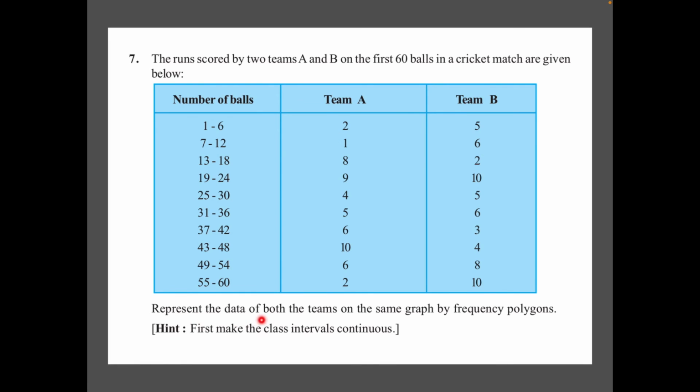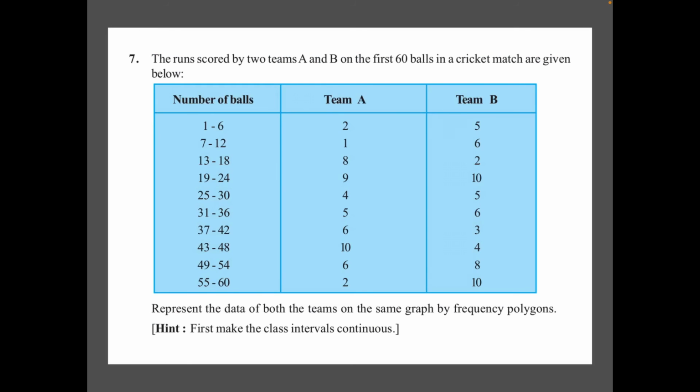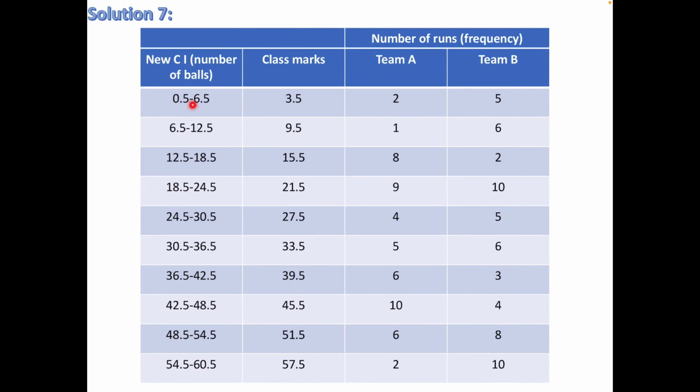Here it is written, represent the data of both the teams on the same graph paper by frequency polygons, like we did in the previous question, but hint is given to you. First make the class intervals continuous. So here is the table with us. The first class we had was 1 to 6. So that way it is 0.5 to 6.5, 6.5 to 12.5.